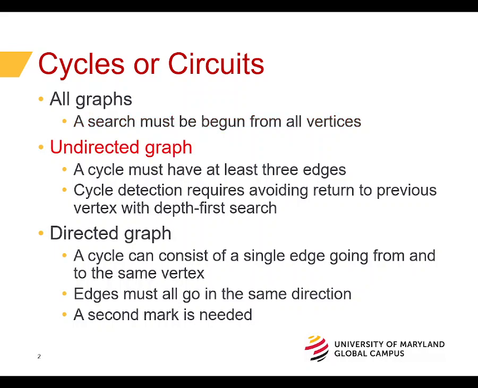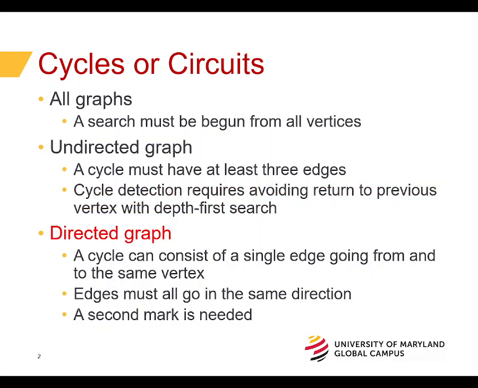Next, let's consider the difference between a cycle in the two types of graphs, beginning with undirected graphs. Because the edges are undirected, a cycle in an undirected graph must have at least 3 edges. Cycle detection occurs when a vertex in the graph is reached that has already been visited. So to prevent cycles of length 2, we must avoid returning to the previous vertex when performing the depth-first search.